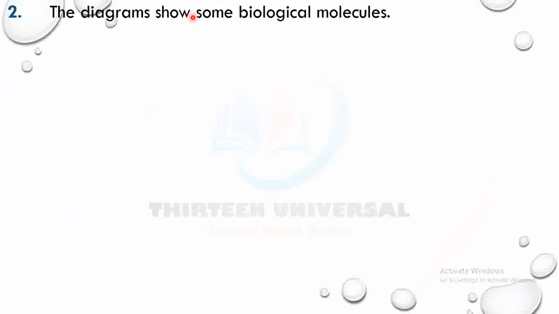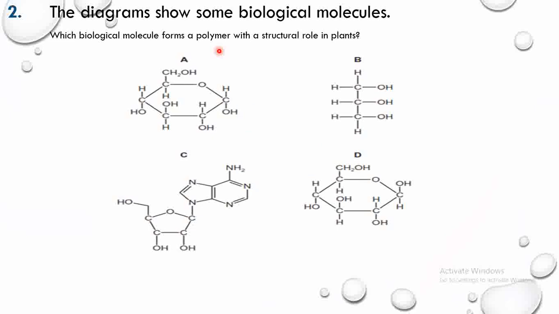All right, let's go to the next question, guys. The diagram shows some biological molecules. Consider which biological molecule forms a polymer with structural role in plants. So which one forms a structural role in plants? Pause the video and try it. Structural role. Now let's name it.